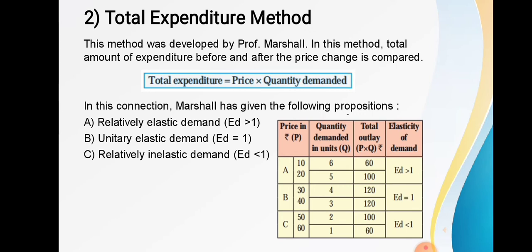How can we find out the total outlay? Total outlay is also said to be the total expenditure. That is 10 multiplied by 6 is equal to 60. Are you getting? When the price increases from 10 to 20, the quantity demanded decreases to 5 kg. In this case, total expenditure, that is total outlay, is equal to P into Q, that is 100.